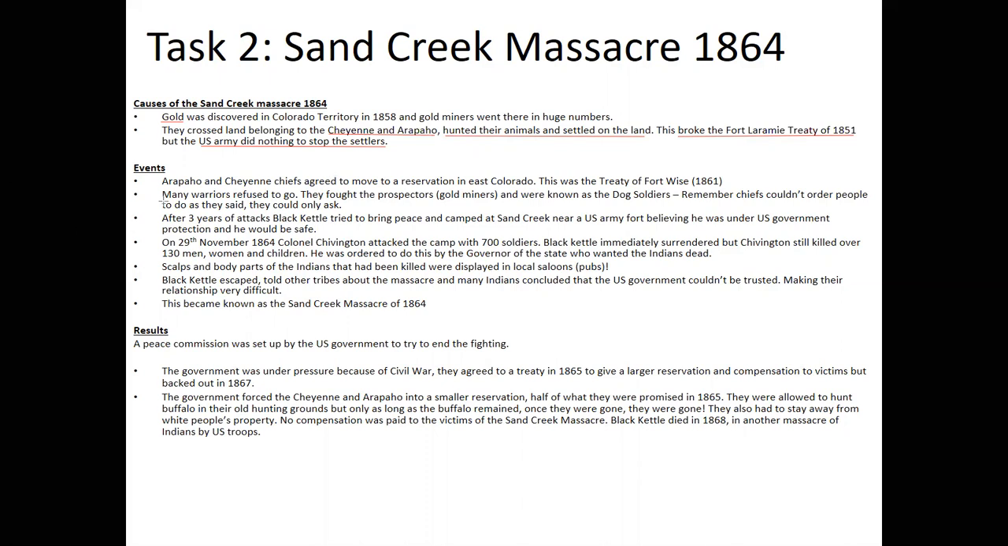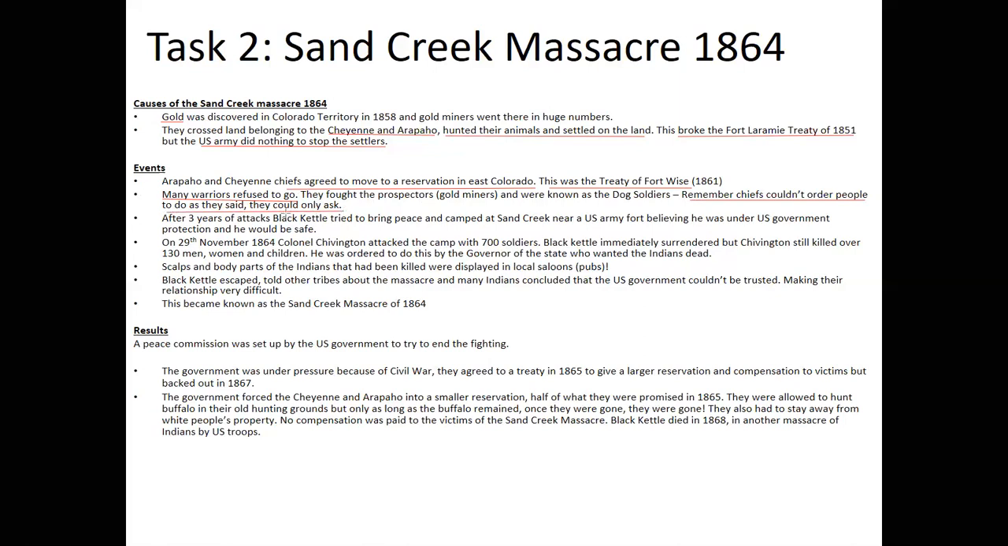So the events. The Arapaho and the Cheyenne chiefs agreed to move into a reservation in East Colorado, and this was known as the Treaty of Fort Wise. Now, they did this because they realised if they stayed where they were, that they would come into conflict with the number of gold miners that were coming into their land. However, many warriors refused to go. Remember, you didn't need to listen to the chiefs. They fought the prospectors and were known as the dog soldiers. Remember, chiefs couldn't order people to do as they said, they could only ask.